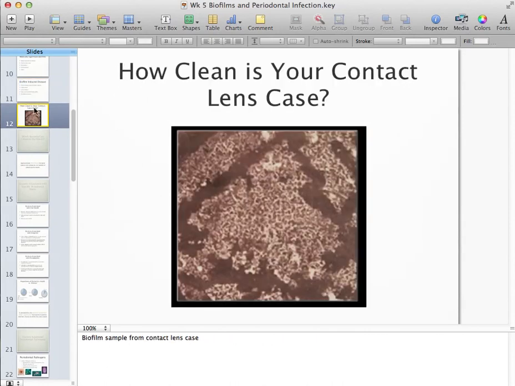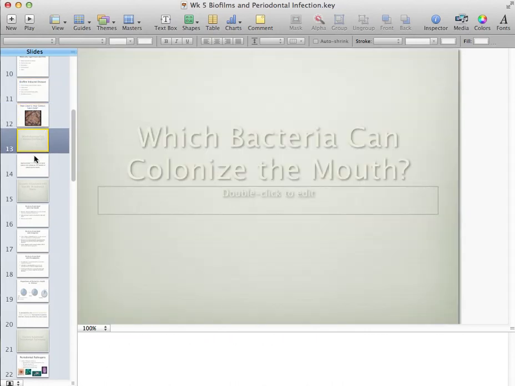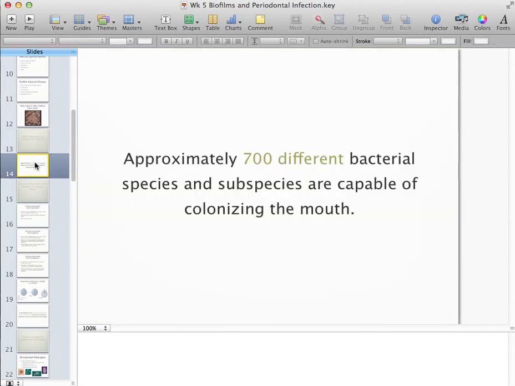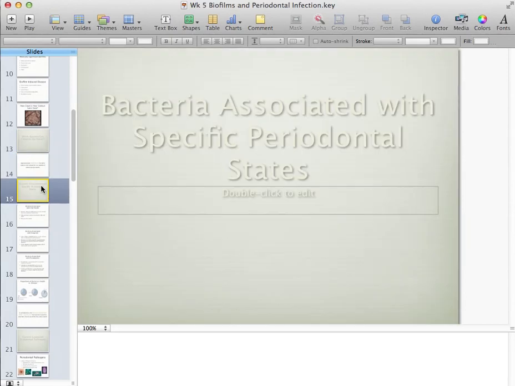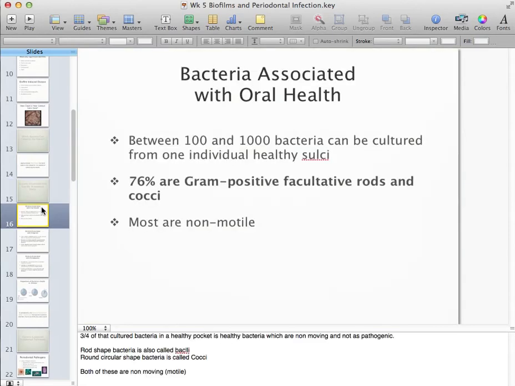But let's talk about which bacteria can colonize the mouth. So that's a trick question because 700 different bacteria species and subspecies are seen in the mouth. So how do you know which ones are affecting you in disease? So we're going to look at bacteria associated with specific periodontal states.